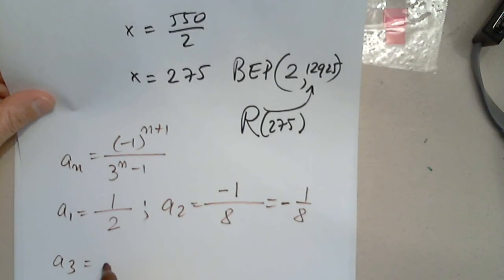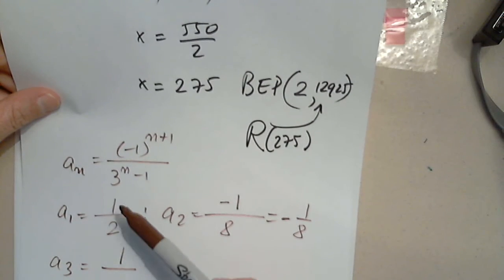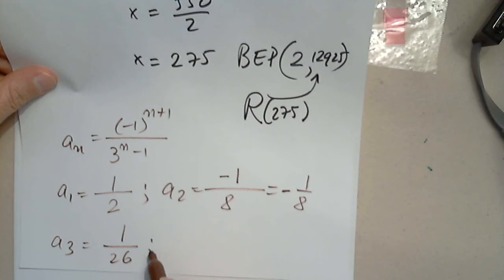a sub 3: 3 plus 1 is 4. Negative 1 to the fourth power is 1. 3 to the third is 27. 27 minus 1 is 26.